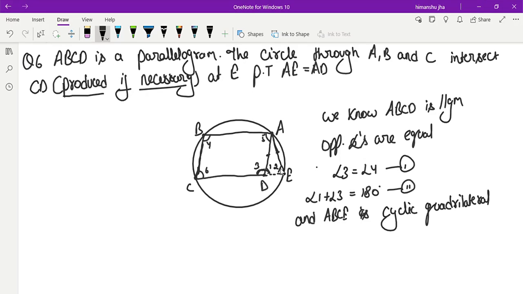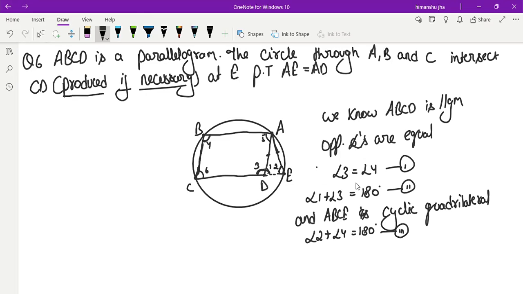The sum of the opposite angles of a cyclic quadrilateral is equal to 180 degrees. Angle 2 and angle 4 are opposite angles of the cyclic quadrilateral. Angle 2 plus angle 4 is equal to 180 degrees. Let's call it equation number 3. Right? Keep in mind that we have to prove that angle 1 and angle 2 are equal to each other.